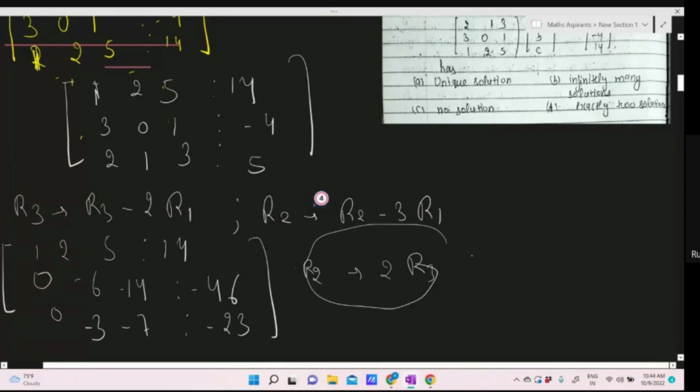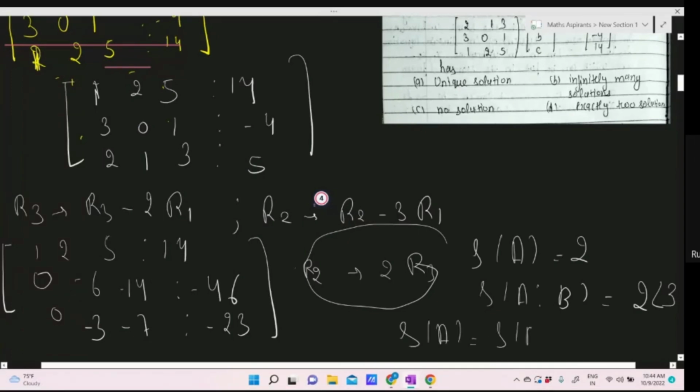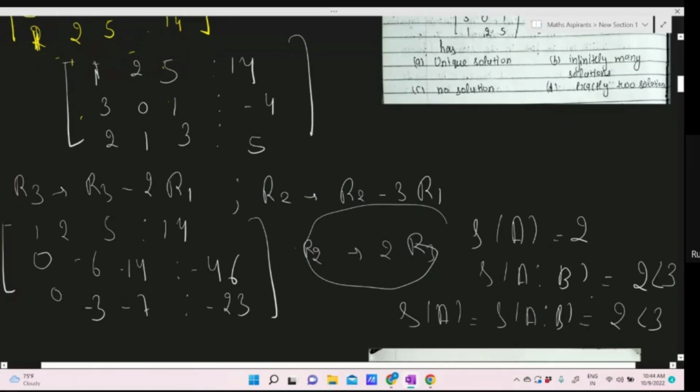Then from here we can see that the rank of A reduces to 2 and the rank of A augmented B is also reduced to 2, and it is less than the number of unknowns. The number of unknowns is 3. From here we can see that rank of A is equal to rank of A augment B is equal to 2, which is less than 3. Here the solution is infinite.